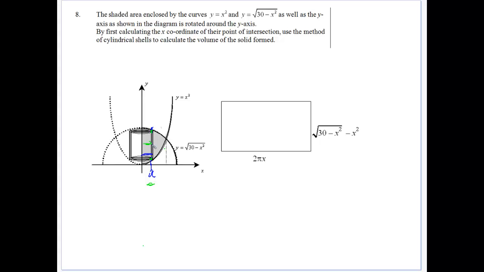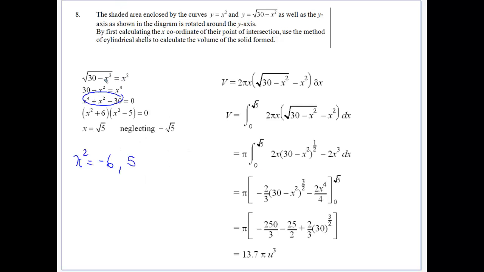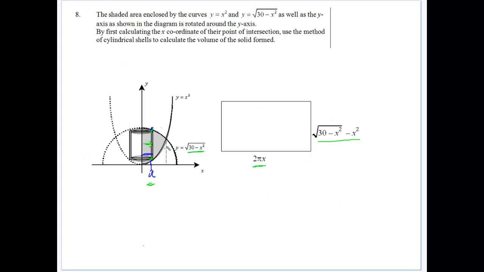We know our radius is going to be x, so that's 2 pi x. That's not too bad. But we're going to have our difference in our y values there. So we look at that. We get, when we put x in, root 30 minus x squared, and then the minus x squared there. So that's where our height's going to come from. So we also need to get our points of intersection.